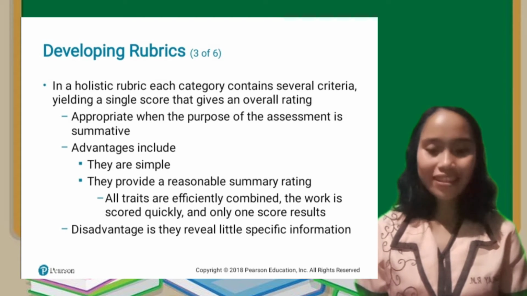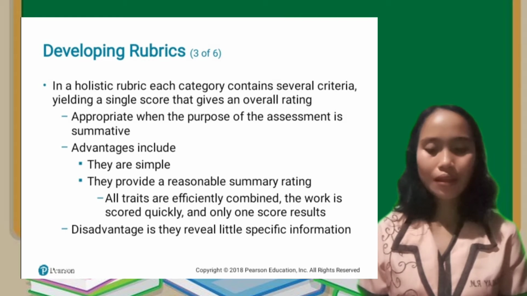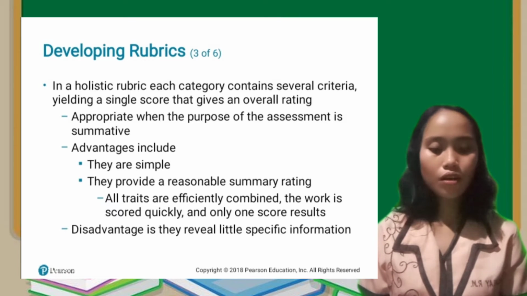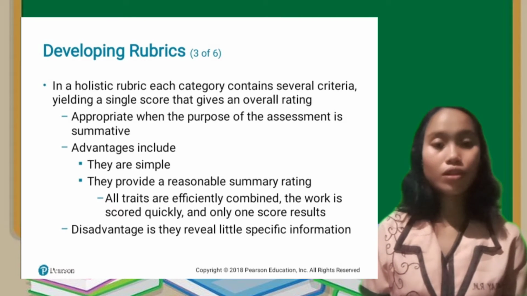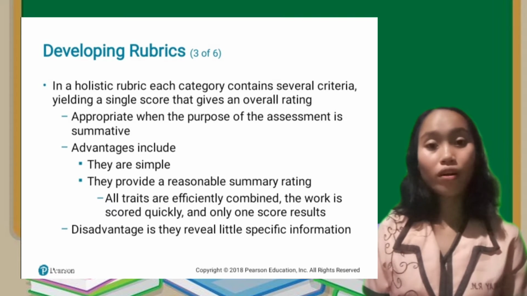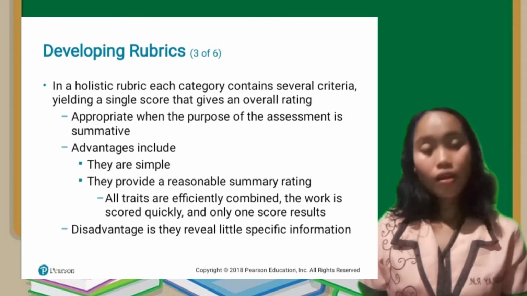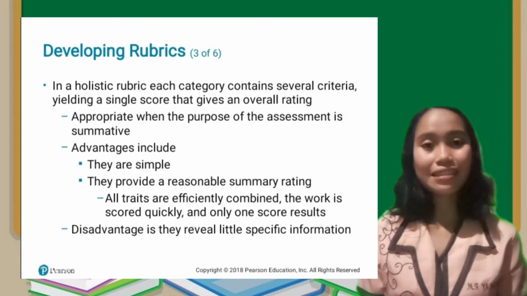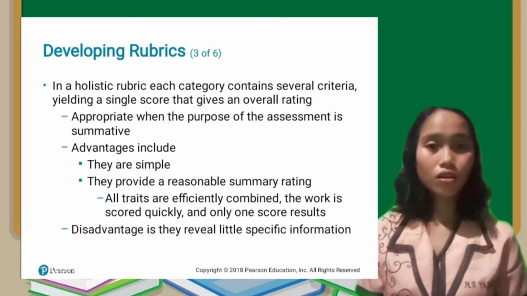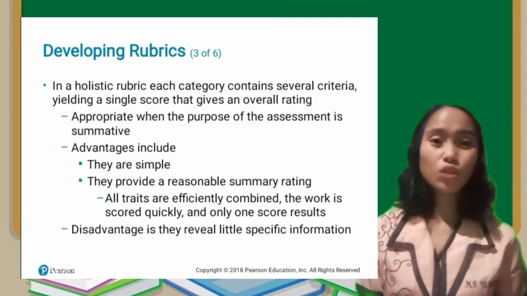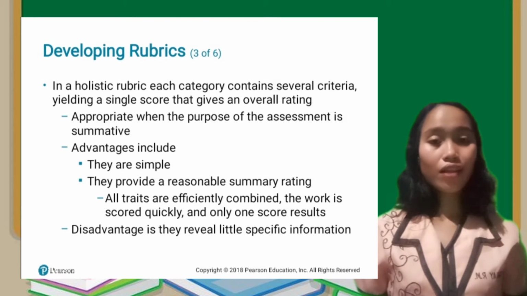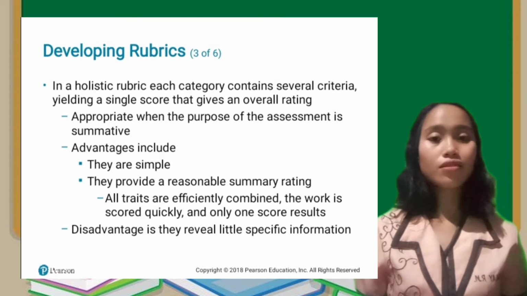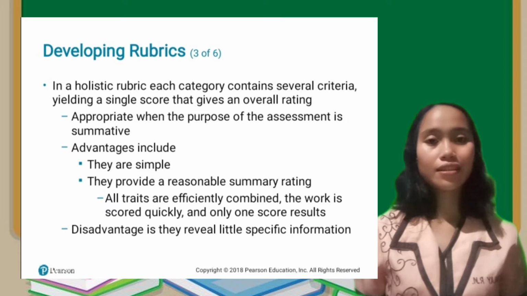So the advantages of using a holistic rubric include being simple and that it can provide a reasonable summary rating whereby all traits are efficiently combined, the work is scored quickly, and only one score results. However, the disadvantage of using holistic rubrics is that it reveals little specific information. So usually it only assesses one criterion, so it does not really accommodate other competencies of the student. So that's the disadvantage of holistic rubrics.